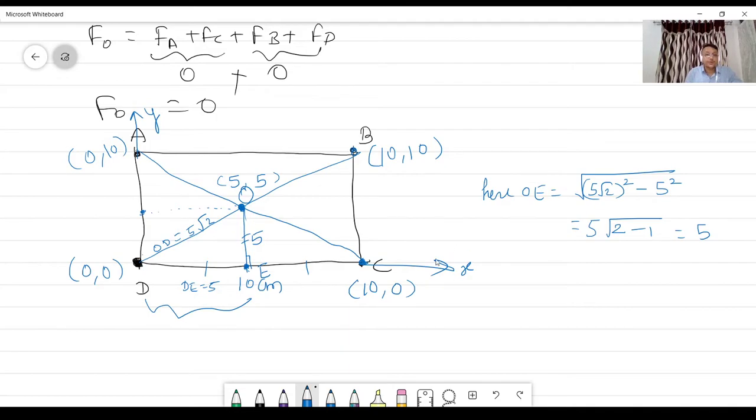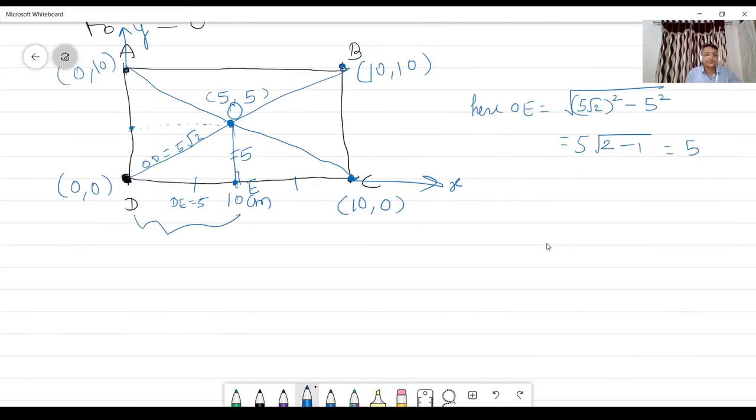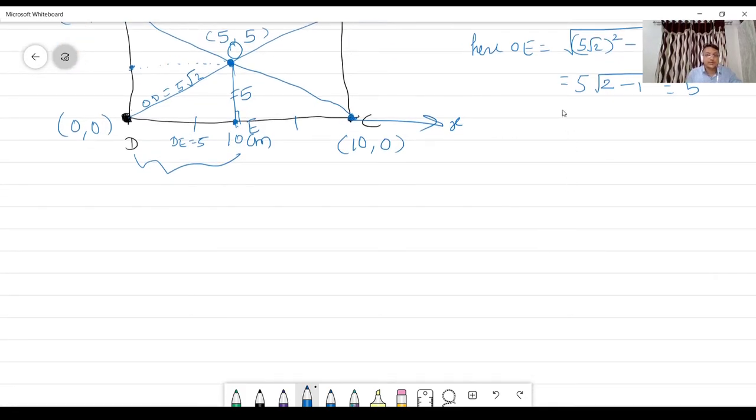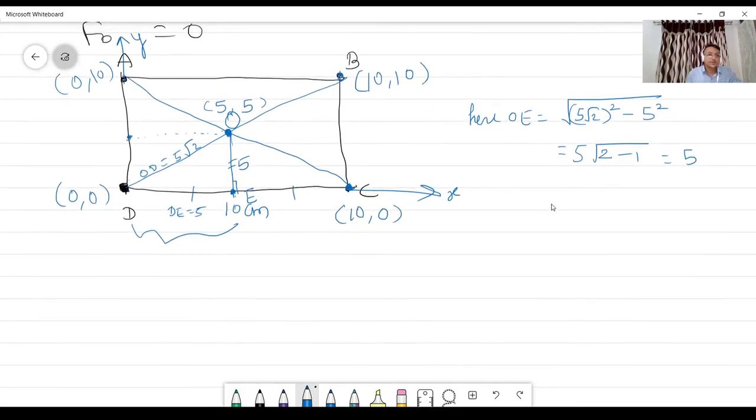Now the point is that we need to use the vector notation of the force. As I have shown the direction earlier also, I'll do the same thing again, since Qa is 2 microcoulomb and QB is minus 5 microcoulomb, QC is 2 microcoulomb again, and QD is minus 5 microcoulomb.